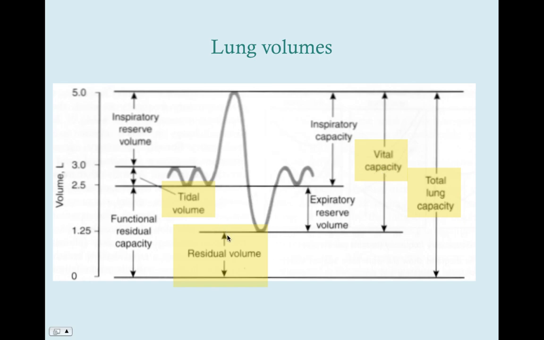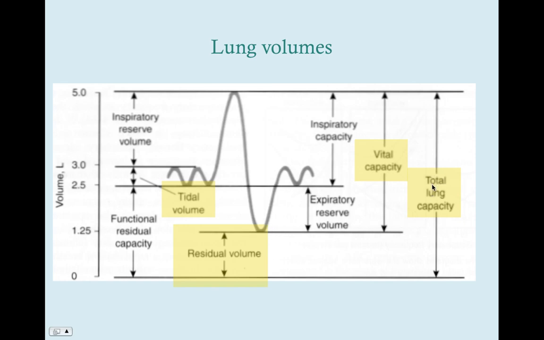We have an amount of air that is always in our lungs, and that is important because it keeps the alveoli from collapsing. So if you were to breathe out all the amount of air that you can breathe out of your lungs, the amount that's still remaining is your residual volume. And this graph has it at about 1.25, but it varies based on your size. So that's your residual volume. You can't breathe that out.